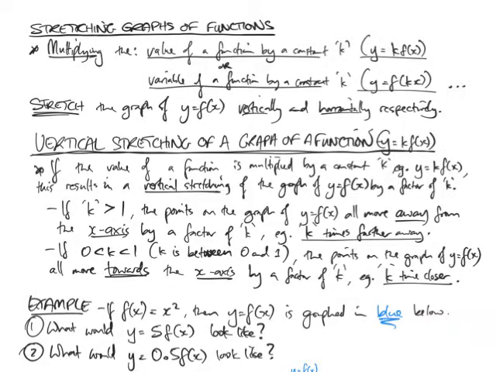This is another video on graphing functions and transformations of them. Last time we talked about translating functions, now we're talking about stretching graphs of functions, and that occurs by multiplying the value of the function or the variable of the function by a constant k. If the value of the function is multiplied by k, it's k times f of x. If the variable of the function is multiplied by k, it's the function of k times x. These both result in stretching of the original graph y is equal to f of x. The first one is vertical, and the second is horizontal stretching.